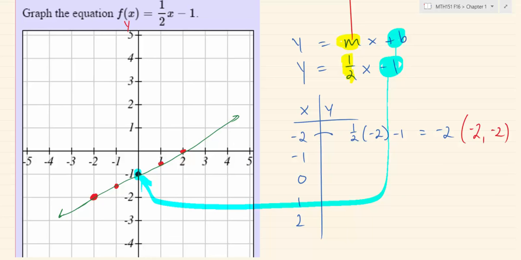And now you sort of step off your slope. You go up 1 unit, you go to the right 2, and you plot a point. Up 1 unit, to the right 2, plot a point. Up 1 unit, to the right 2, plot a point.